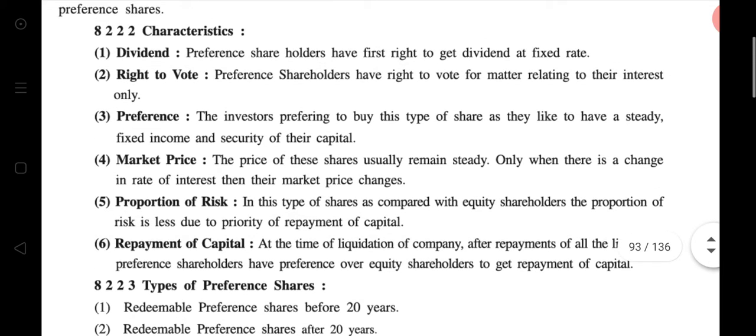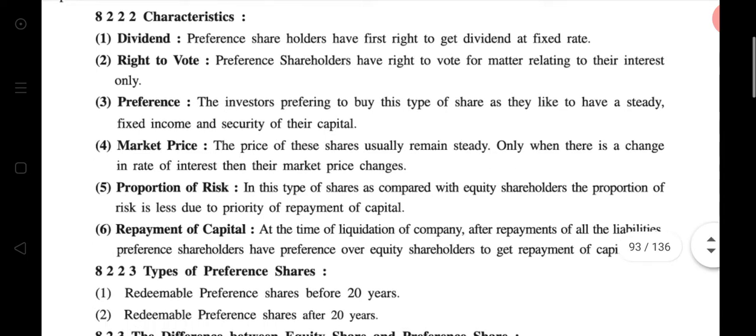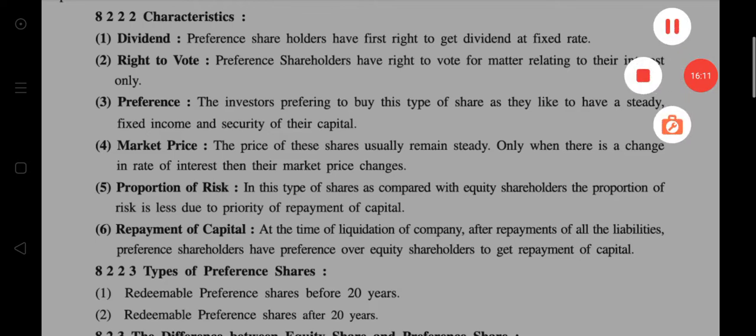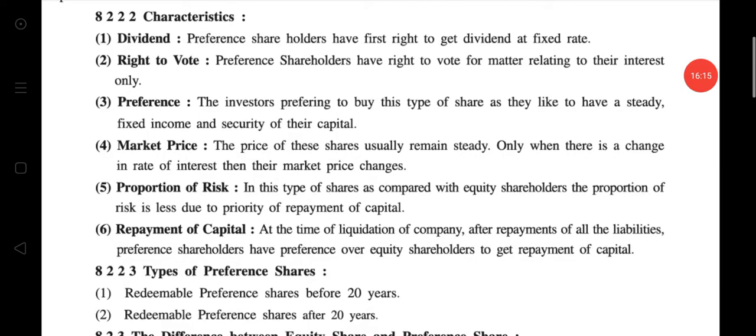Then types of preference shares, redeemable after 20 years and before 20 years. But before that, just read the total 6 characteristics of preference shares. You have 20 to 25 seconds for reading. Also underline the important words or hard words which are revised at the time of examination. So your 20 to 25 seconds start now. Just read it and then we'll move on to types of preference share.